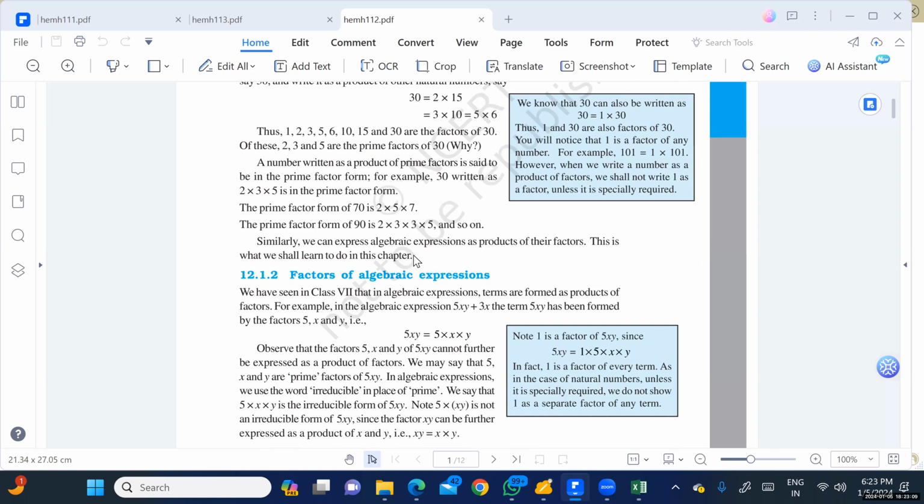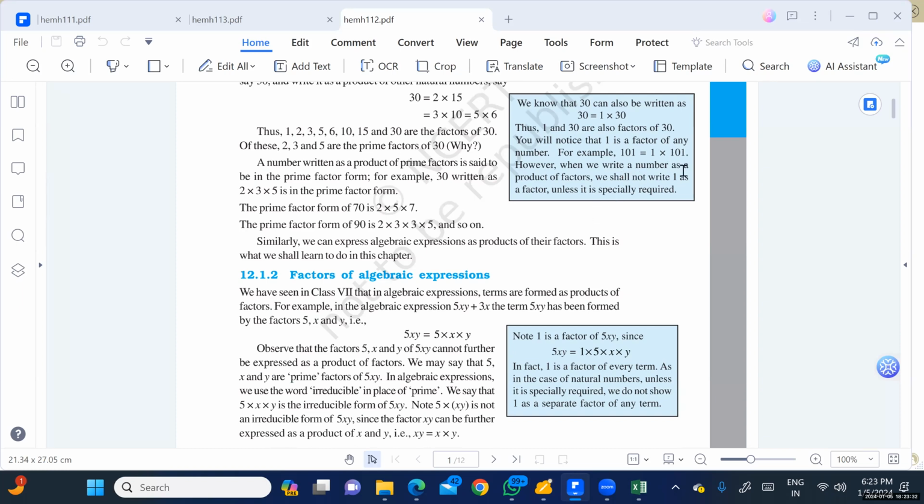Similarly, we can express an algebraic expression as a product of its factors. This is what we will learn. So this part is clear. We know that 30 can also be written as 1 into 30. Thus 1 and 30 are also factors of 30. You will notice that 1 is a factor of any number.